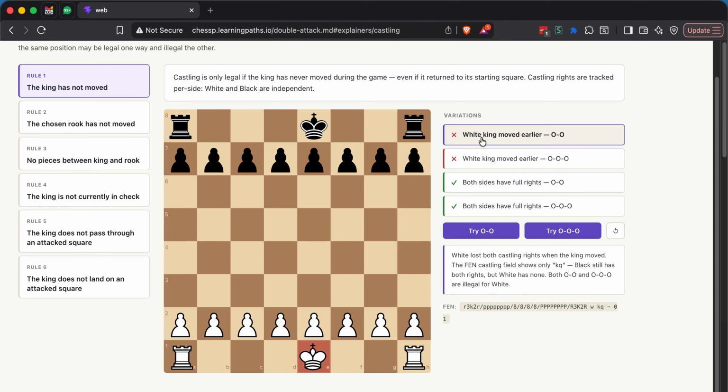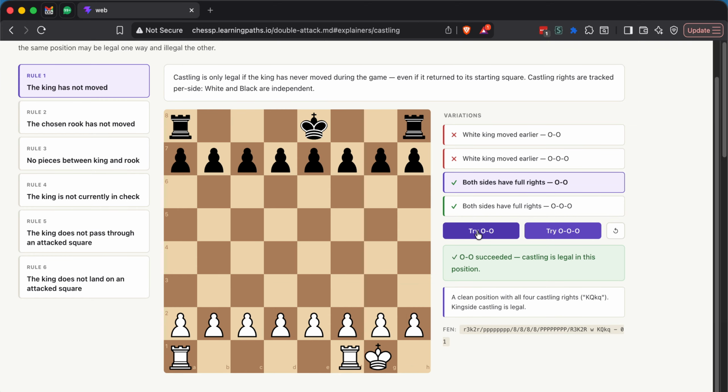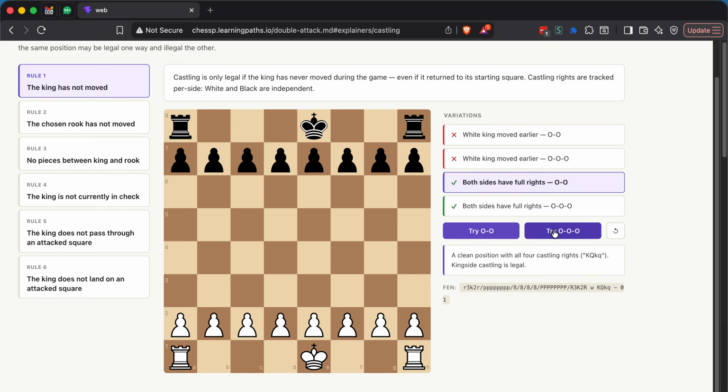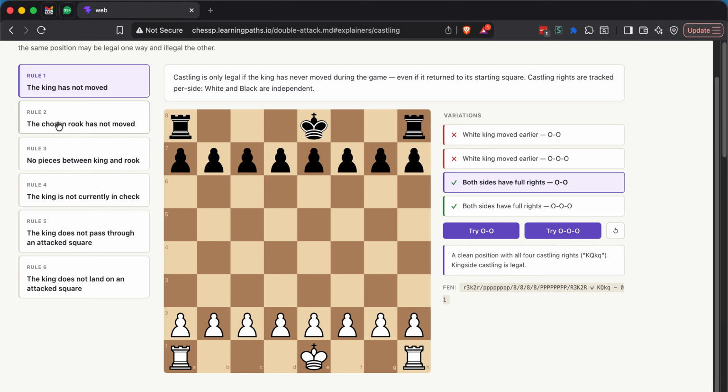Now let us look at the rules. If the king has moved, he will not be able to castle either on the king side or the queen side. Now let's consider a scenario where the king has not moved; then he will be able to castle both on the king side and the queen side. So this is the king side castling and this is queen side castling. Now let's look at the next rule.